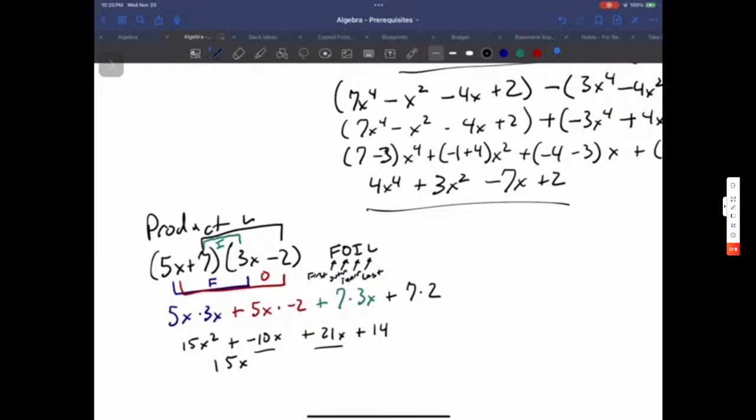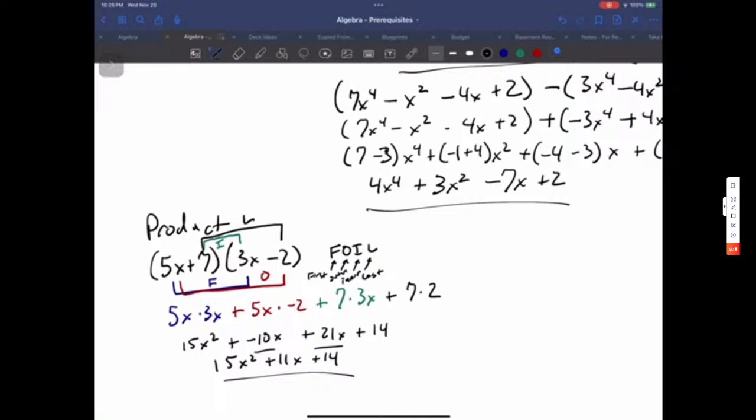You have 15x squared plus 21 minus 10 plus 11x plus 14. And that's the answer to that. FOIL is going to be extremely useful because there's a lot of times that you're going to need to multiply those two things. When multiplying polynomials, be sure to multiply each term of one polynomial by each term of the other.